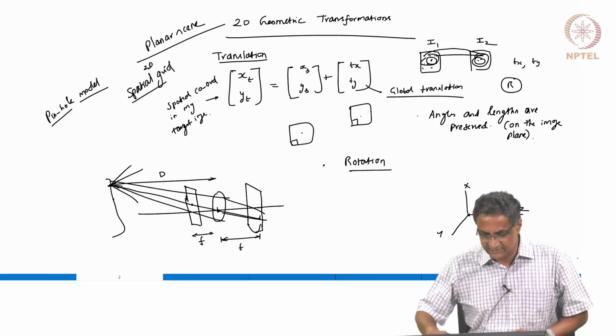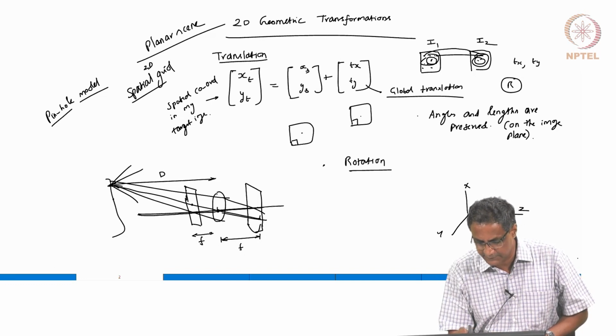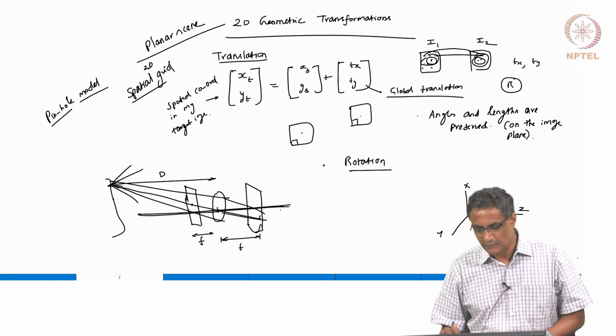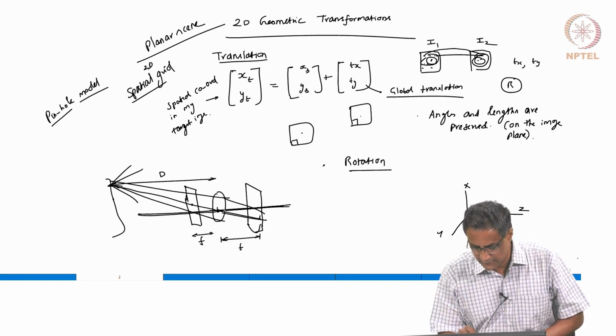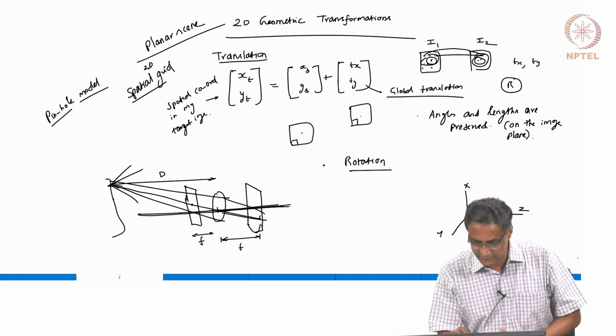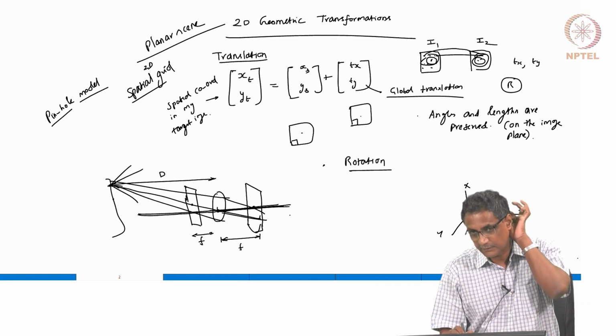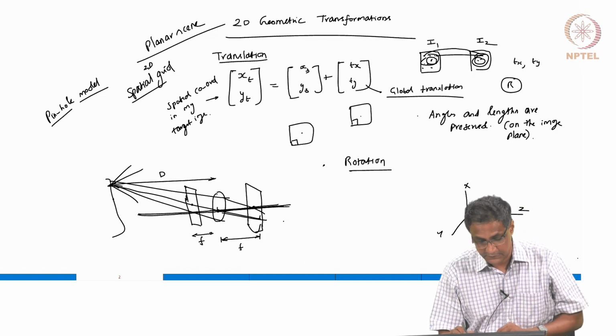So the optical axis is this one. This is the optical axis, by the way, which goes through the pinhole and through the center of this image plane. That's the optical center. That's the optical axis.